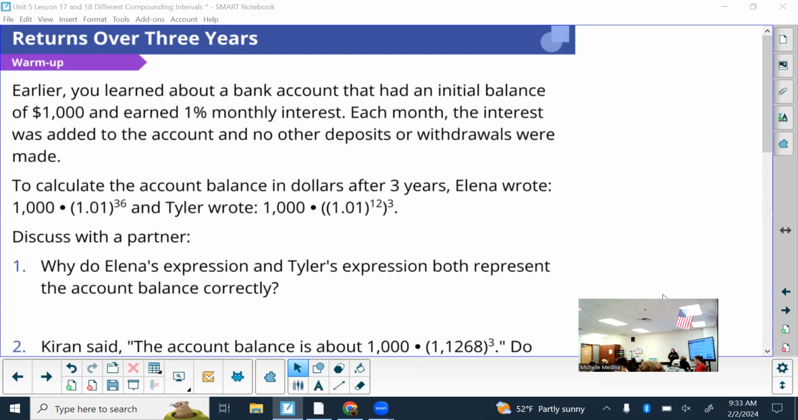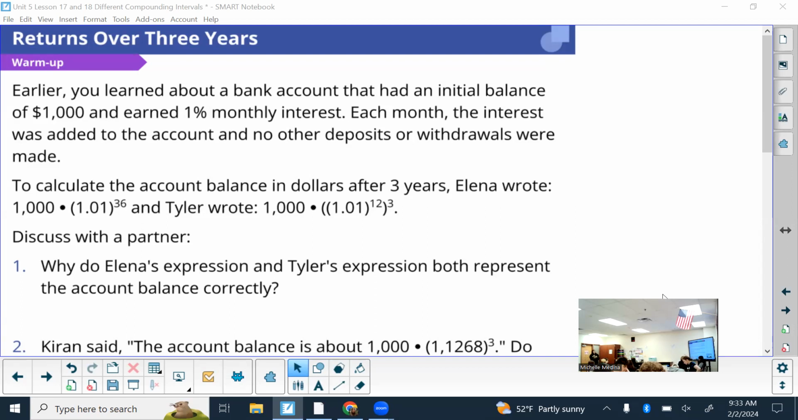I don't think we can. We all think you got it. Raise your hand if you think Tyler wrote it correctly. Raise your hand if you think that they both wrote it correctly. Okay. So I don't know if it's that you all think that they're wrong, or that you all just don't want to answer, or don't want to think about it.